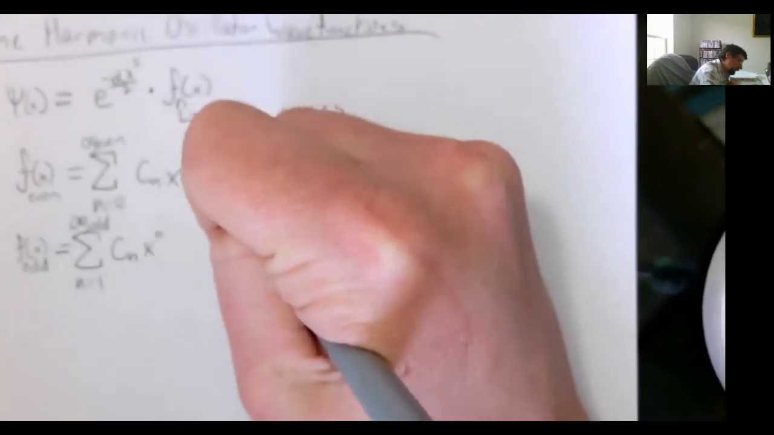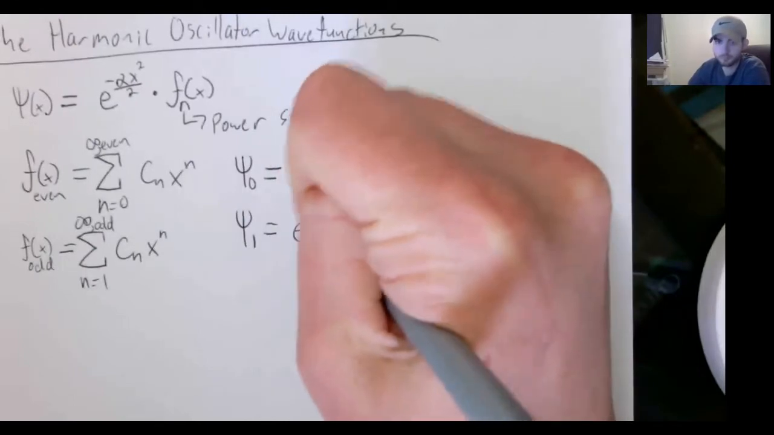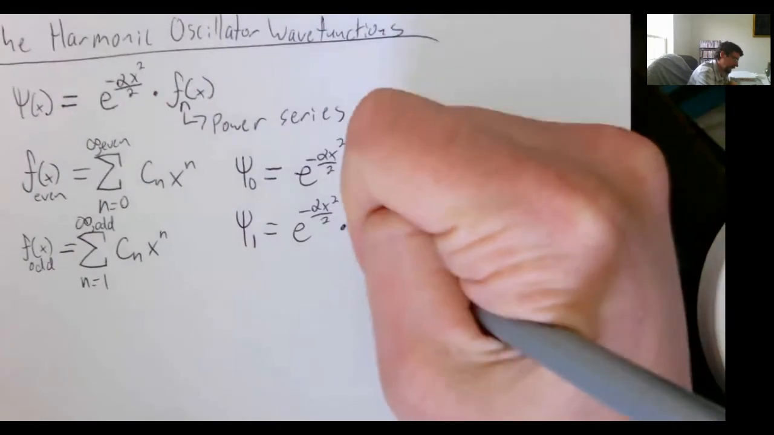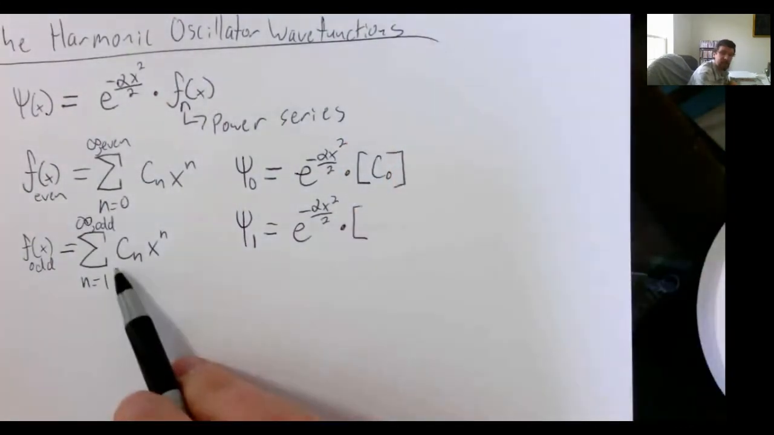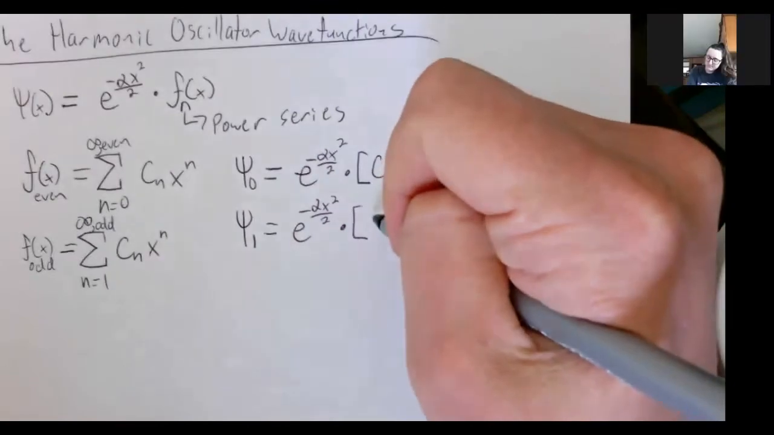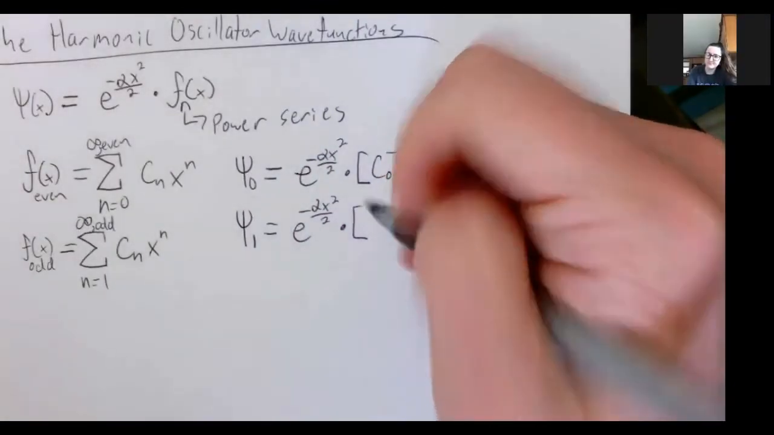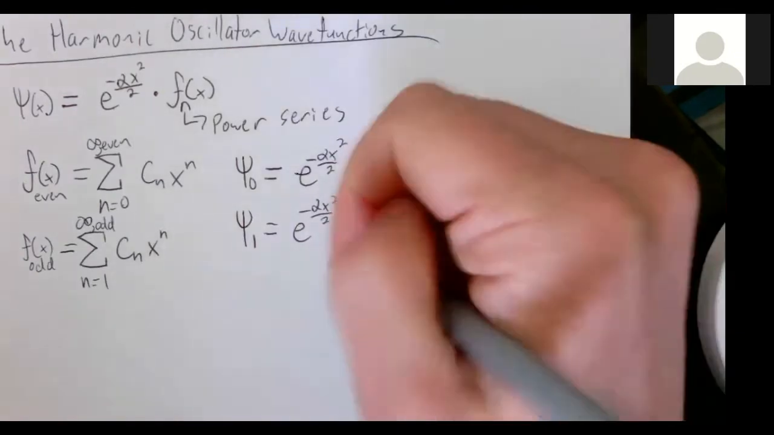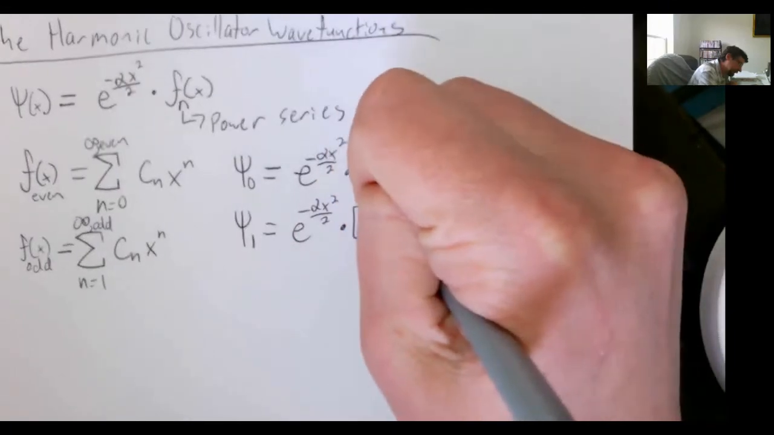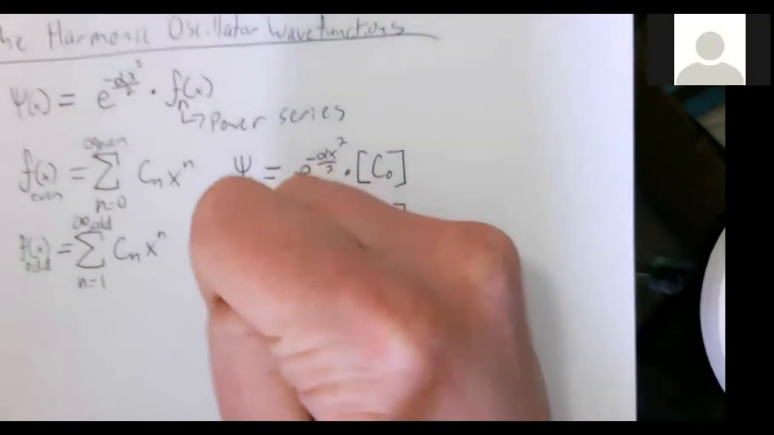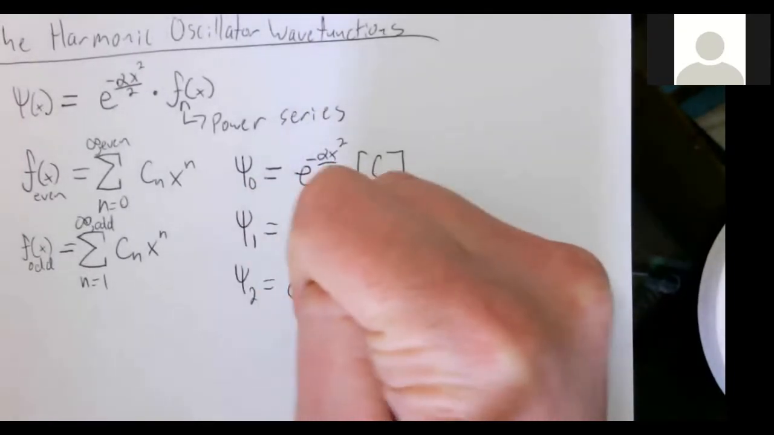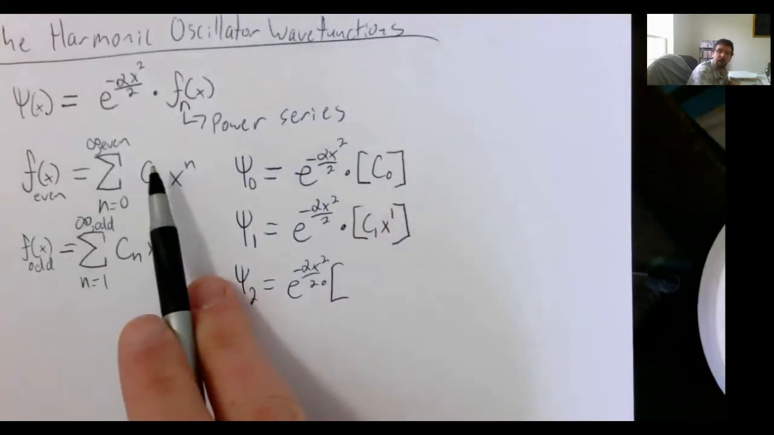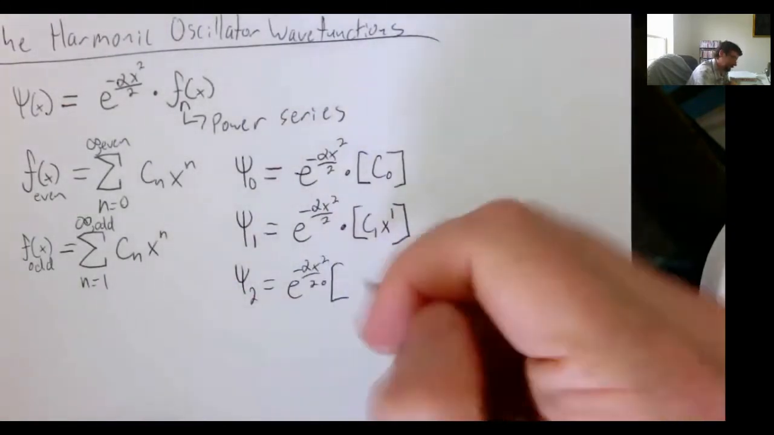Psi 1, we still get that exponent part, times what are we going to get in that case? Remember, this is an odd one. So if n is equal to 1, we get c1 x to the power of 1. Psi 2, that same exponent part. In this case, this is an even function, right? So what's going to be in this bracket?